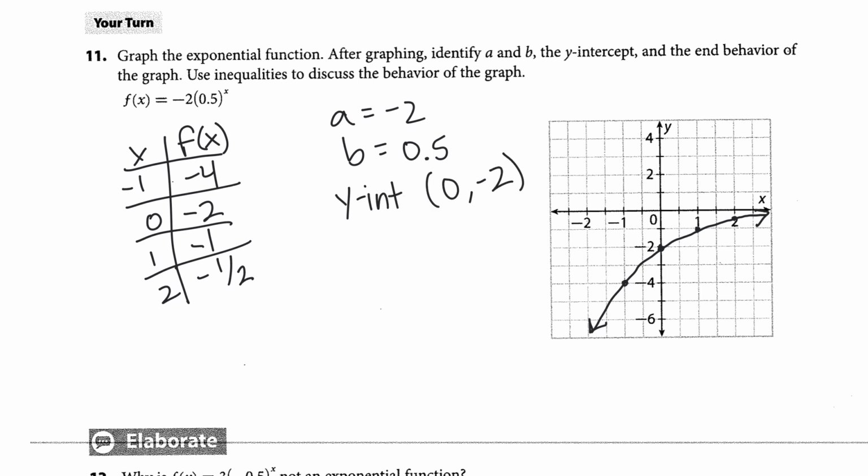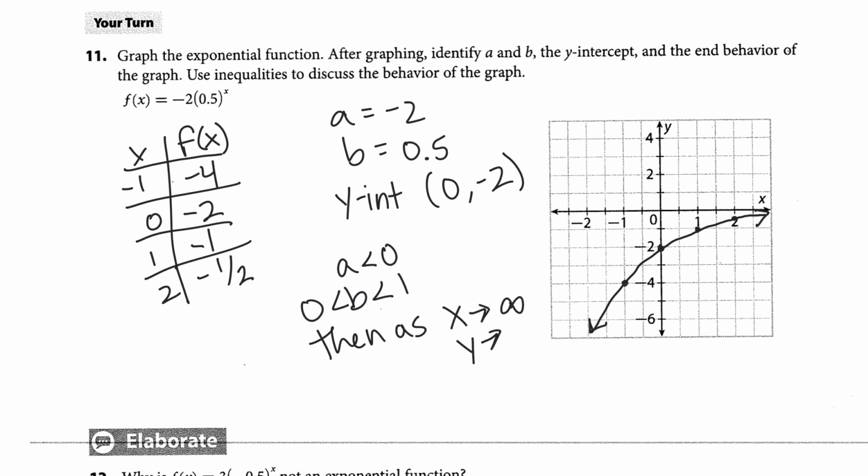And then for the inequality aspect, we need to say something about if A is less than 0, and B is between 0 and 1, then as x approaches infinity, y approaches 0, and as x approaches negative infinity, y also approaches negative infinity.